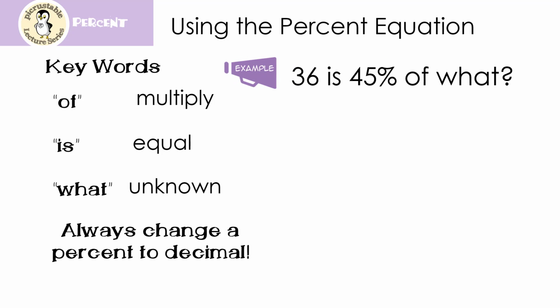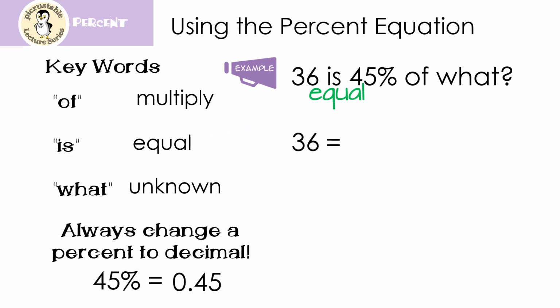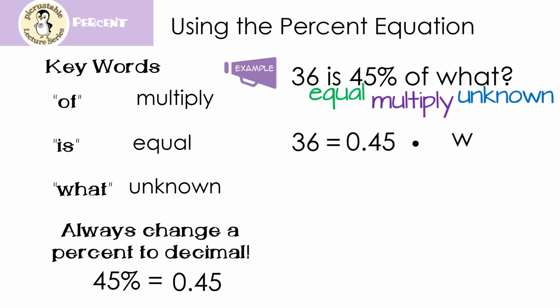$36 is 45% of what? 36 is just itself. Is means equal, so we'll put an equal sign. 45%, we have to change to a decimal, and that becomes 0.45. That goes in right here. Of means to multiply, so let's put our multiplication in there. And then what is our unknown? So we're going to put a W there for what?